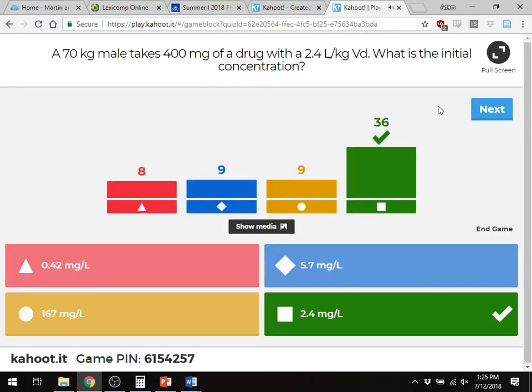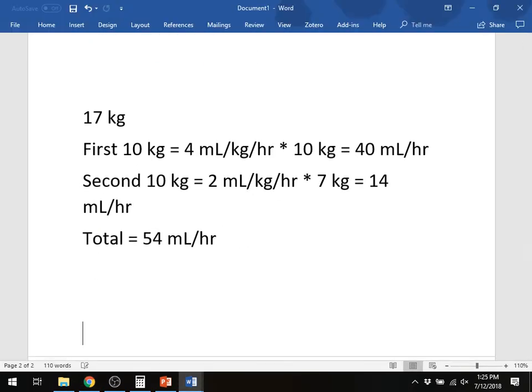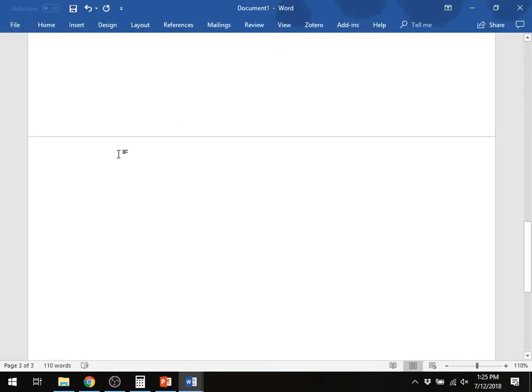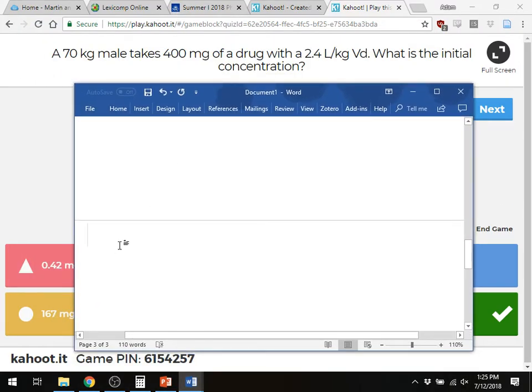All right, good job. You got that one correct. So let's look at the steps. Let's actually type it out here. All right, so let's say we have, let's go ahead and put our C0 equals dose divided by VD, okay? Good, so what's our first step here? Find VD, right? What's the patient's VD in this case?